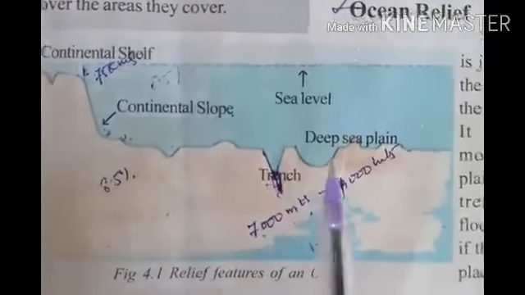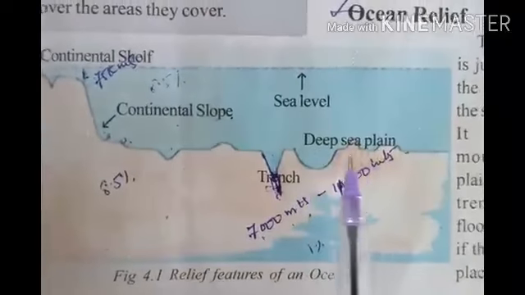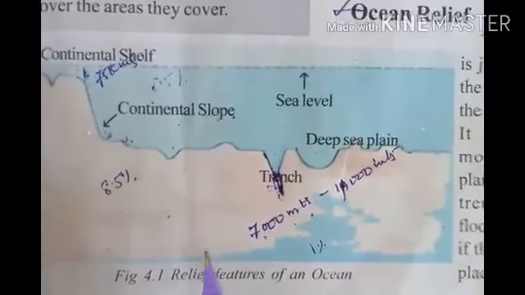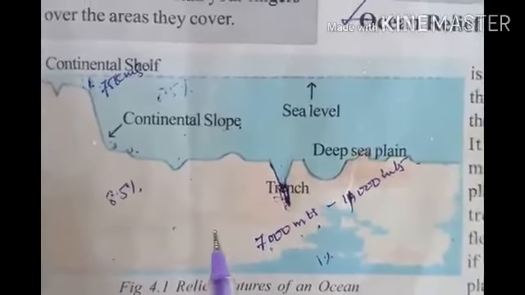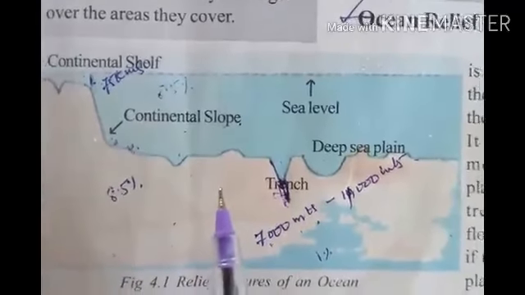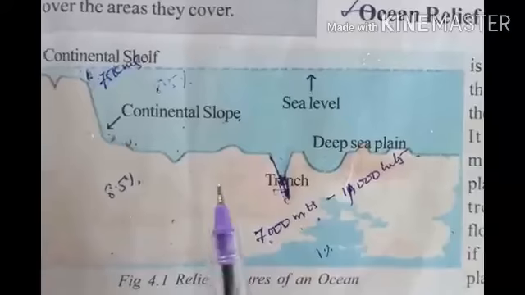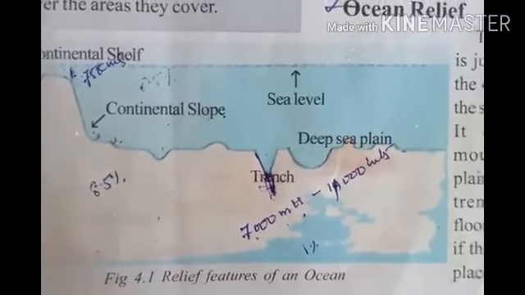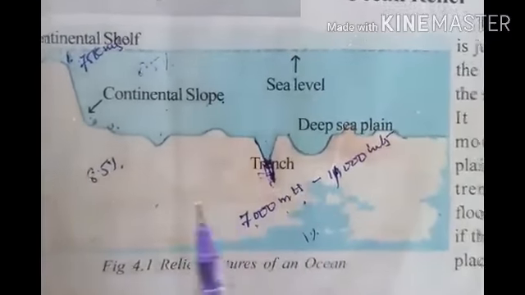And after that, the deep sea plains. These deep sea plains are the widest area occupied on the ocean floors. More than 70% of the area is occupied by the sea plains.